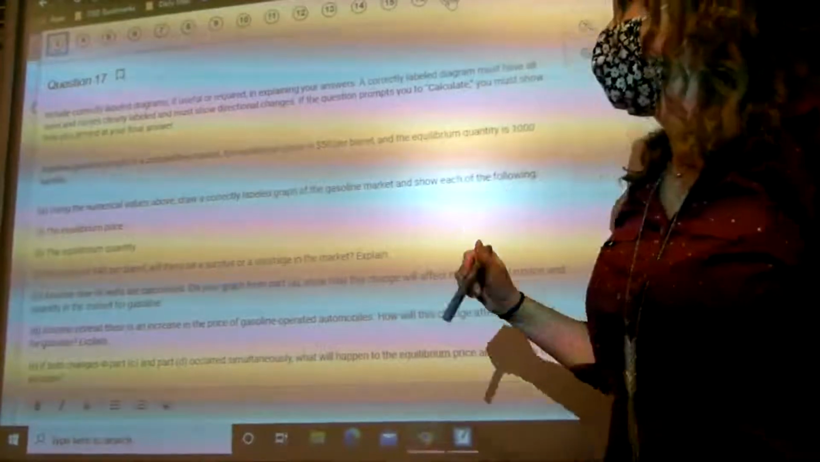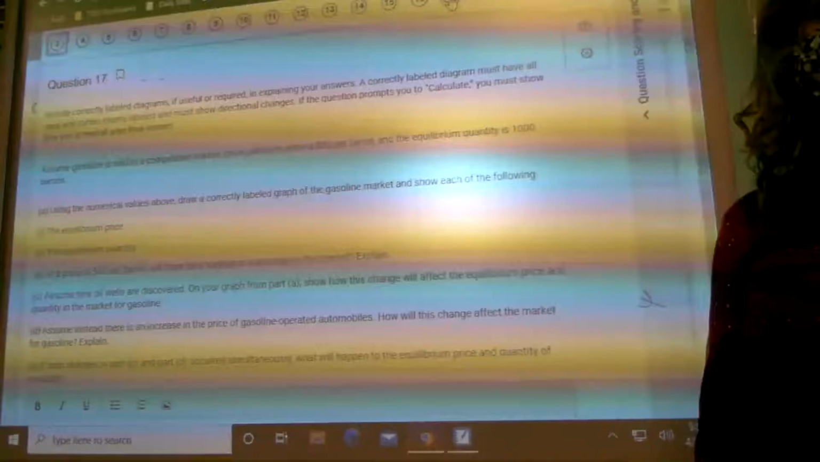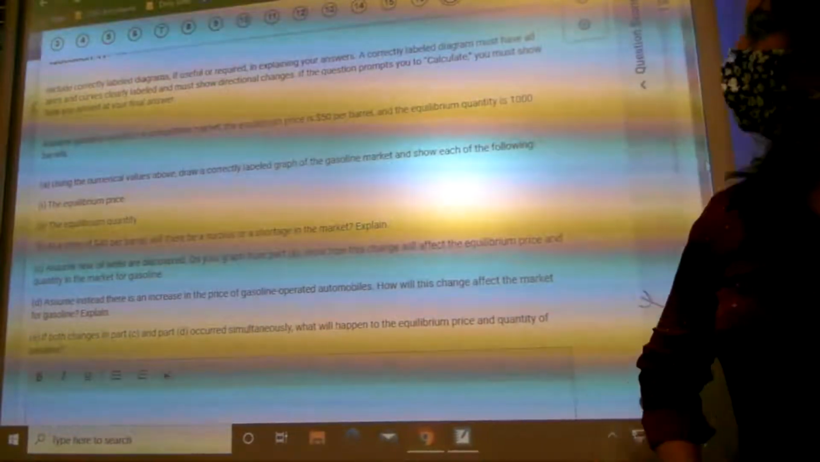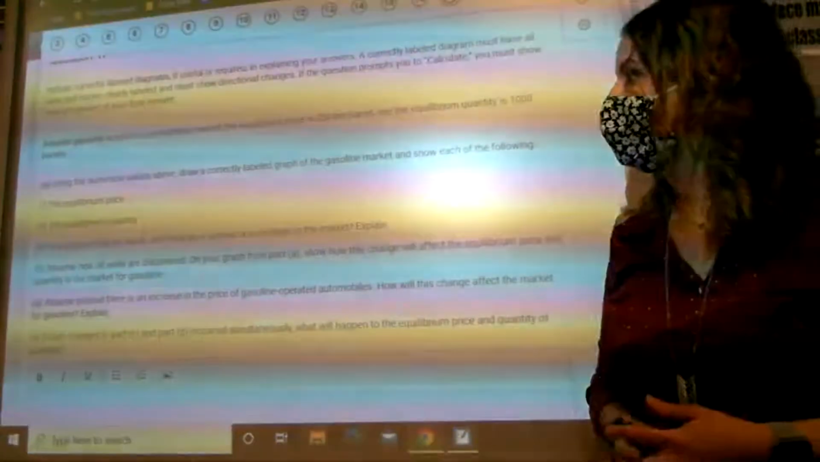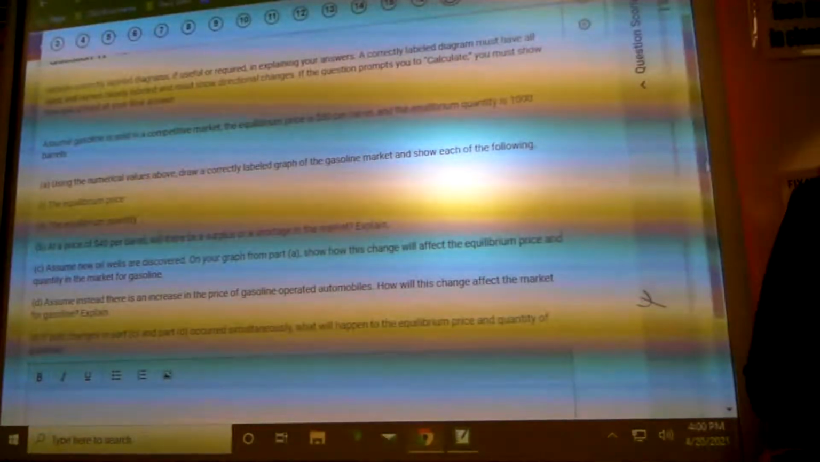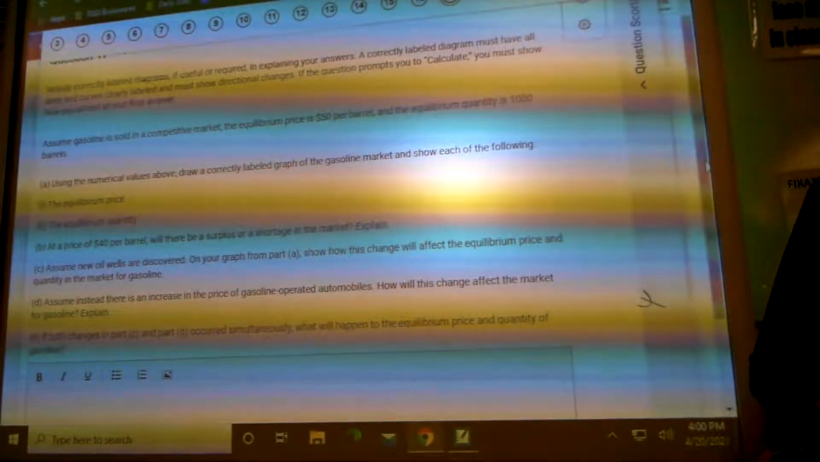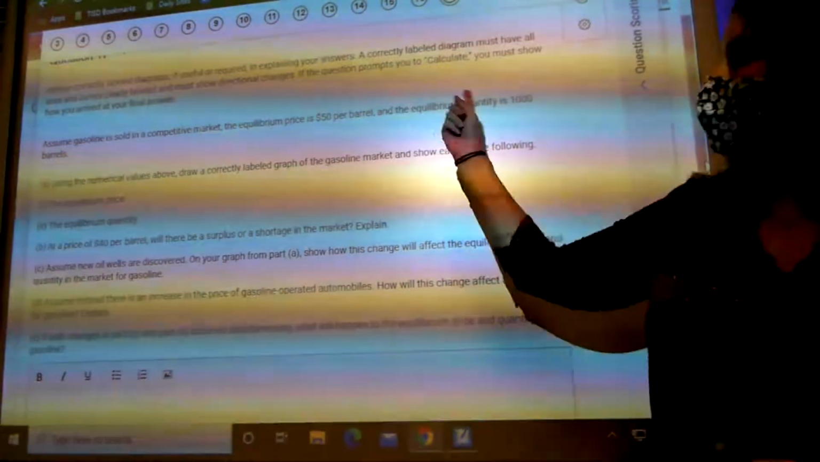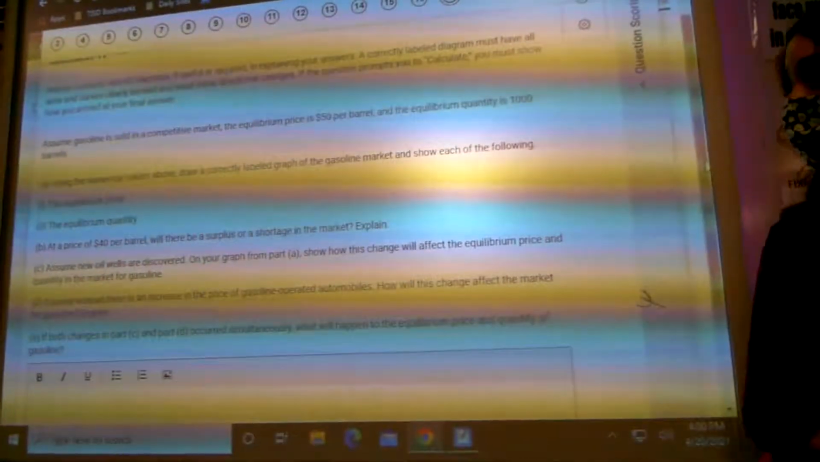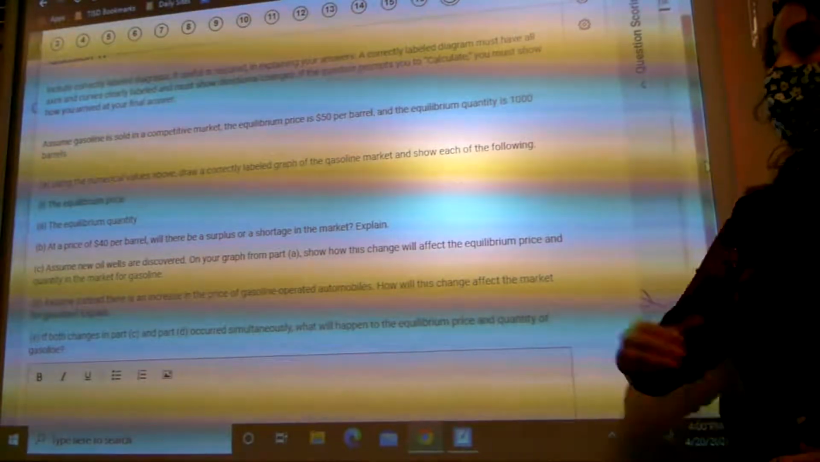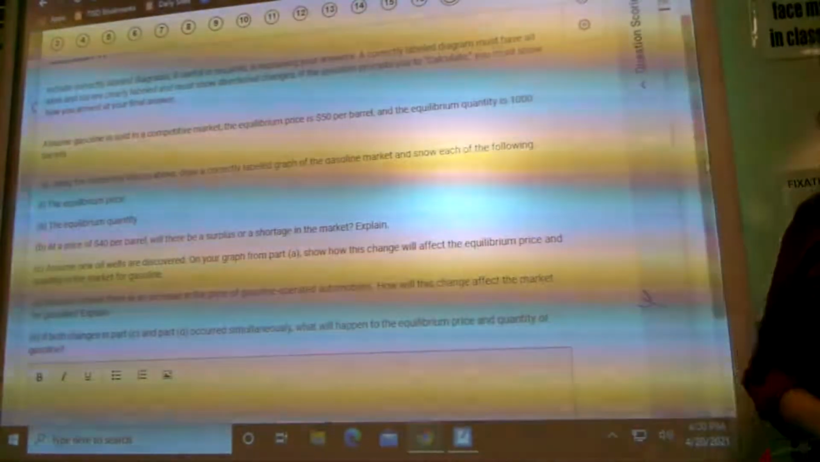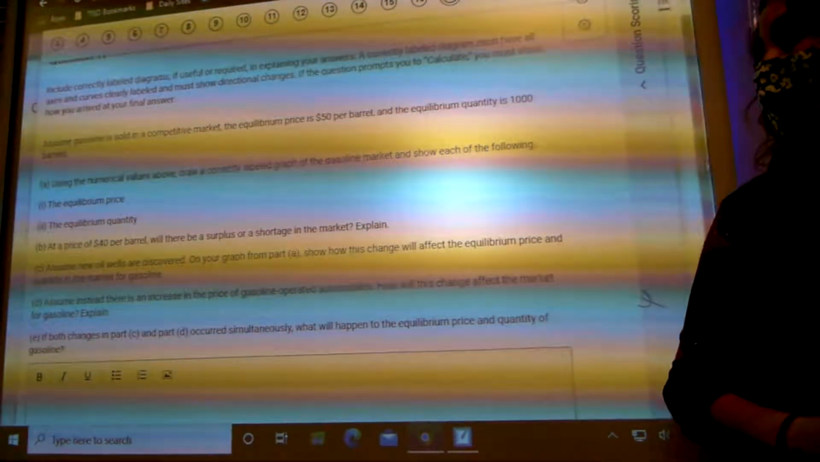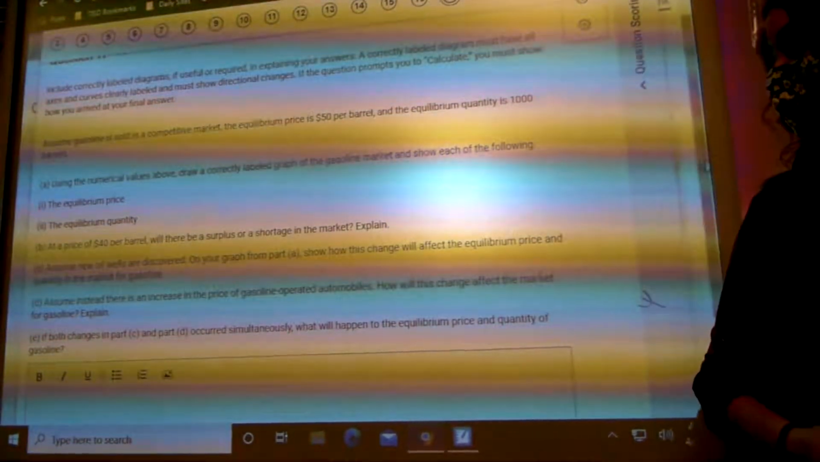That's true. Okay, here's our last little bit. We're going to do a little practice FRQ. There's a whole question on the board. It says, assume gasoline is sold in a competitive market. The equilibrium price is $50 per barrel and the equilibrium quantity is 1,000 barrels. Using the numerical values above, draw a correctly labeled graph of the gasoline market and show each of the following. A, show equilibrium price and equilibrium quantity. B, at the price of $40 a barrel, will there be a surplus or a shortage, and explain.